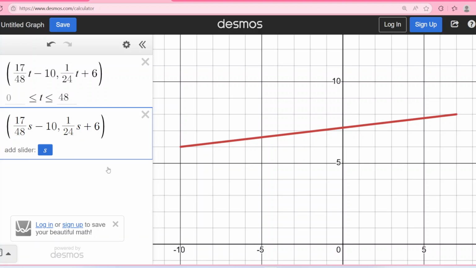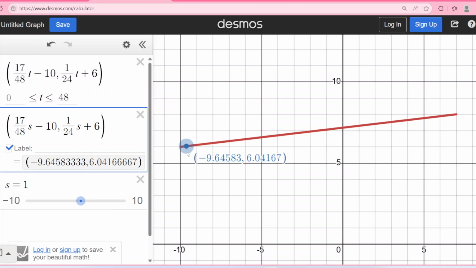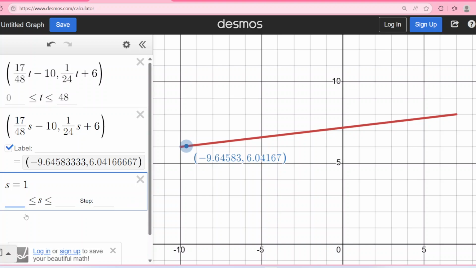And then you see after I do that, it's not putting in a range of s, it asks you to add a slider. And I'll put a label on this so we can see what location we're at for any value of the parameter. Now this is automatically starting off at 1 for s. So remember, s is like t here, so this is where the particle is after 1 hour. It's at this location.